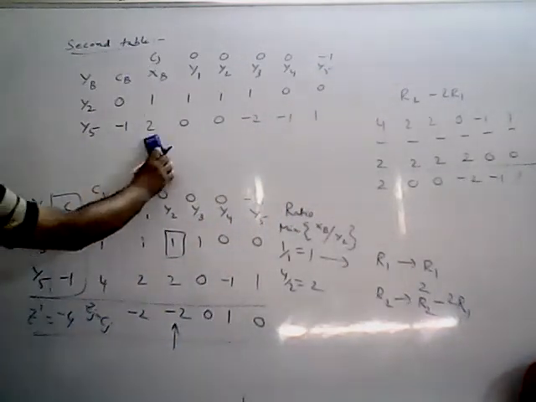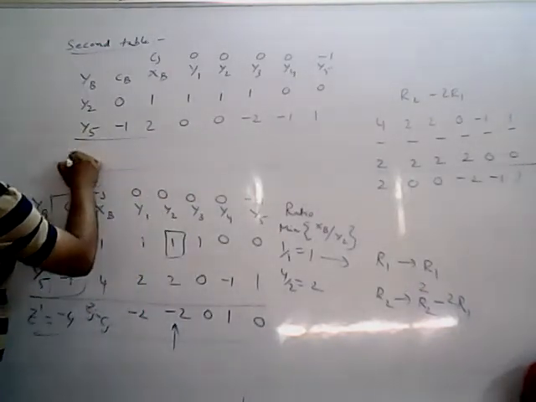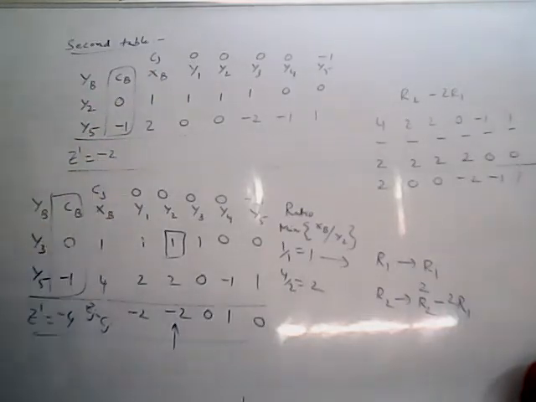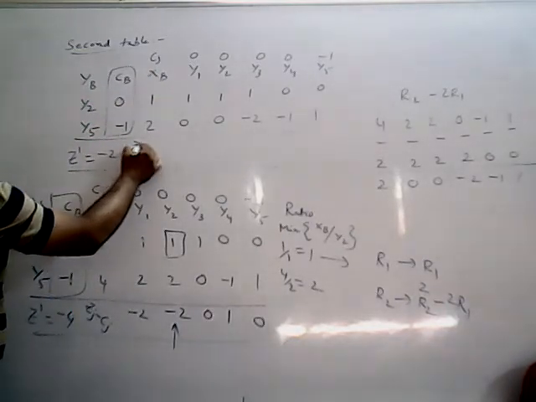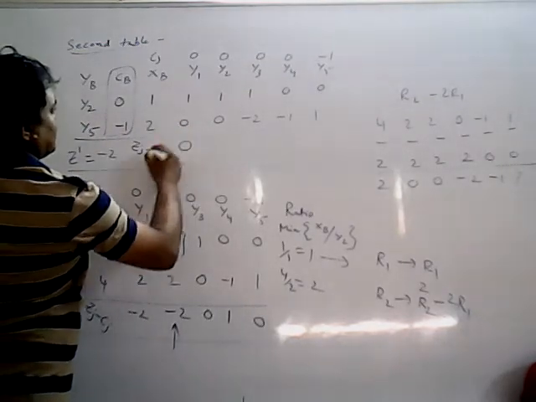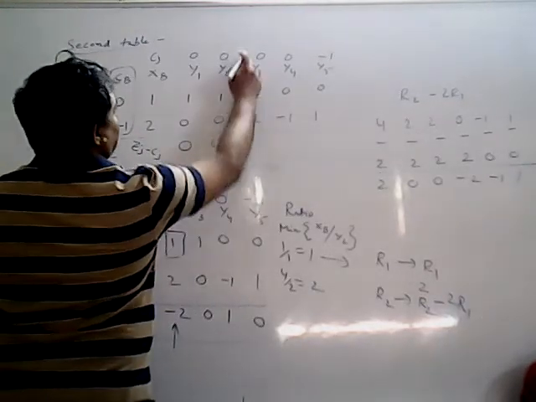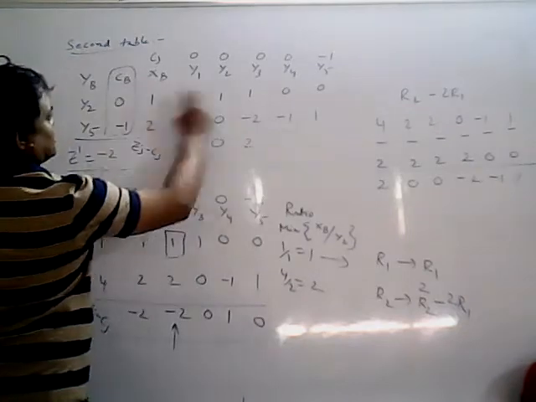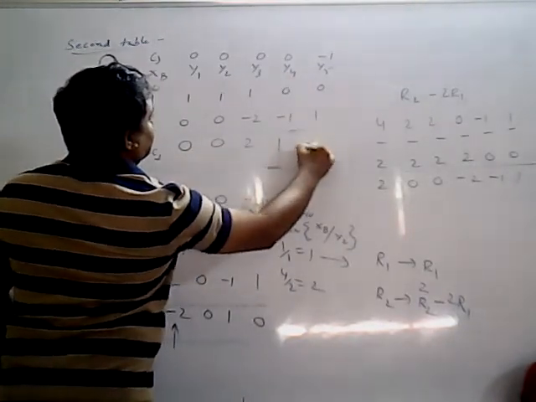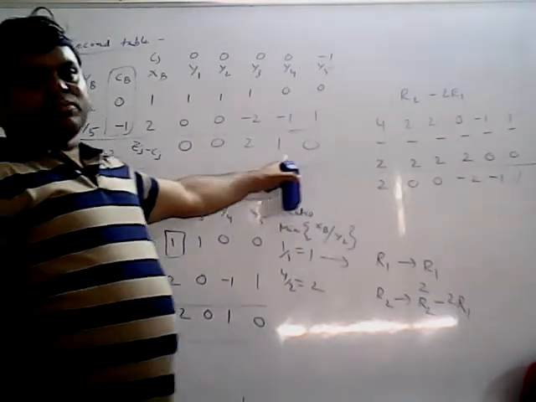Okay. Then again calculate z dash. So z dash equals what? What is the formula? Cp into xp. That means minus 2. Next you have to calculate zj minus cj. So 0 into 1, 0, 0, 0 minus 0, 0. This is 0. This is 0, minus 1 into 2, 2, 2 minus 0, 2. This is 0, minus 1 into minus 1 plus 1, 1 minus 0, 1. And the last value is 0. If you get all of them positive, the solution is completed. I got all positives.